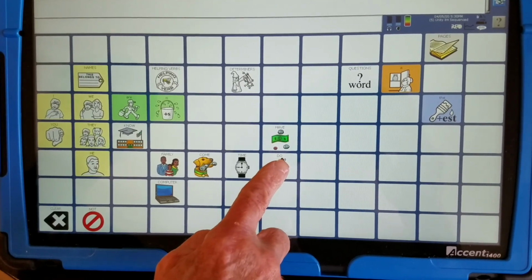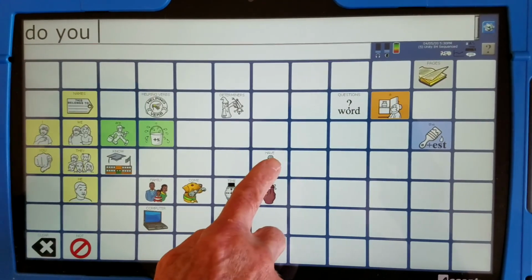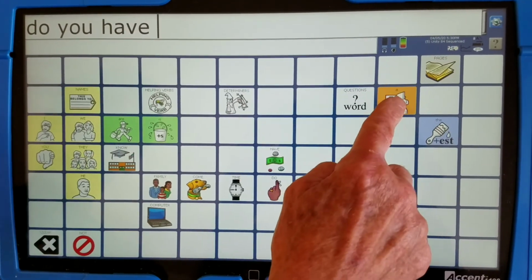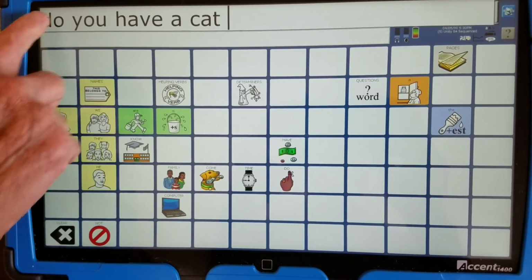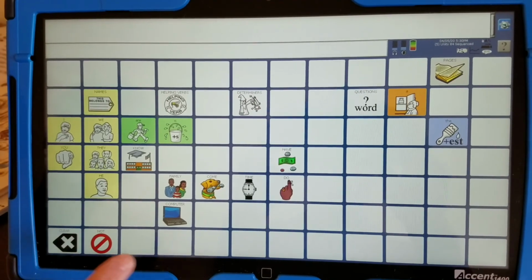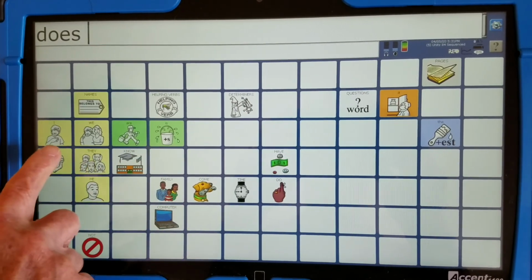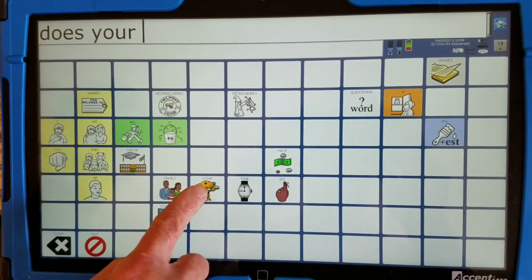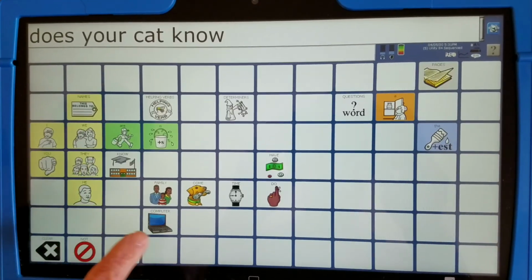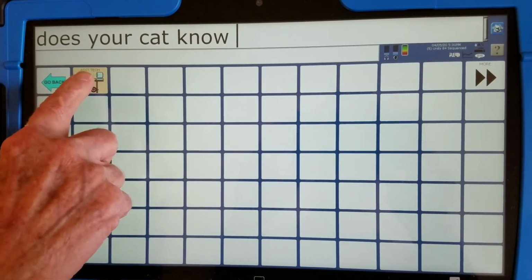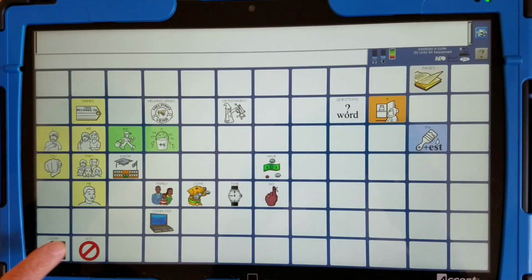Do you have a cat? Do you have a cat? Does your cat know Minspeak? Does your cat know Minspeak?